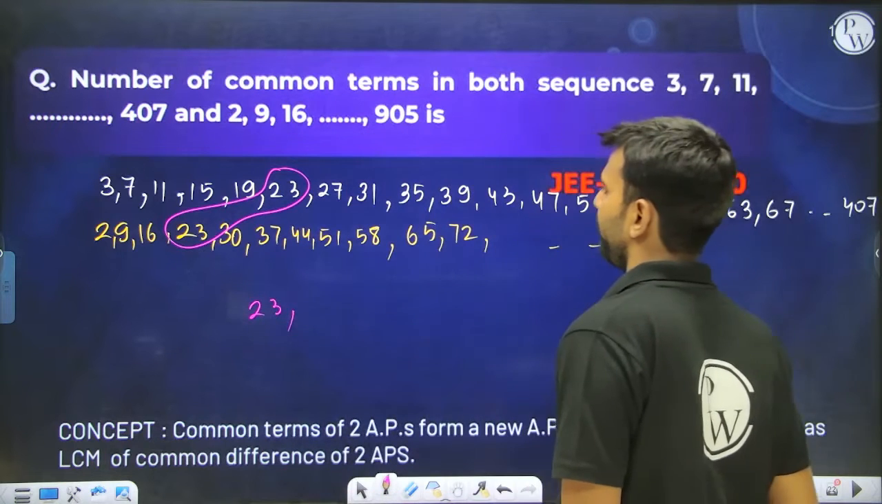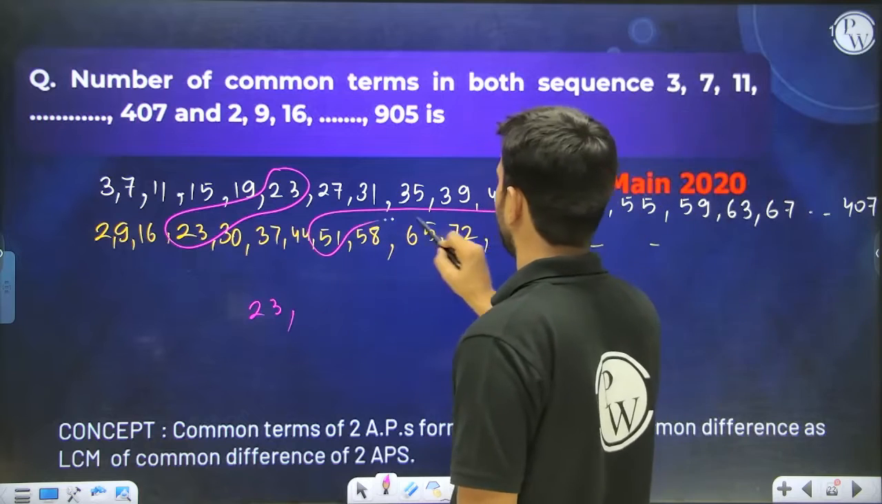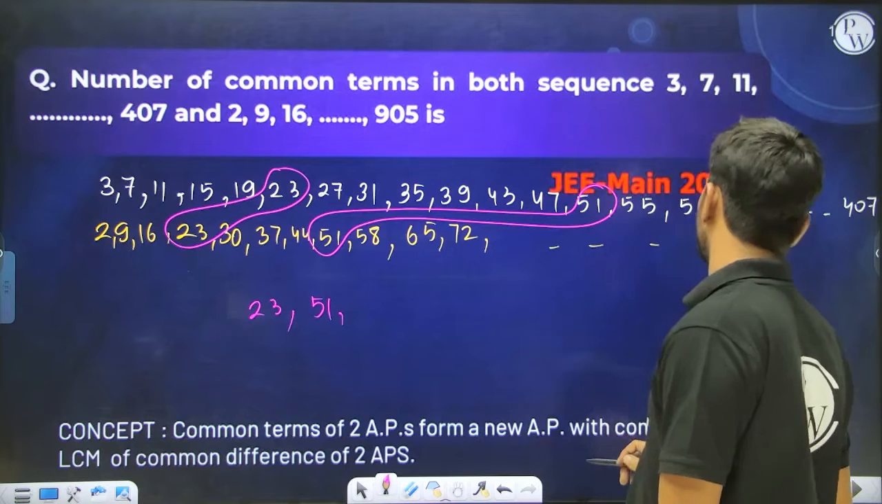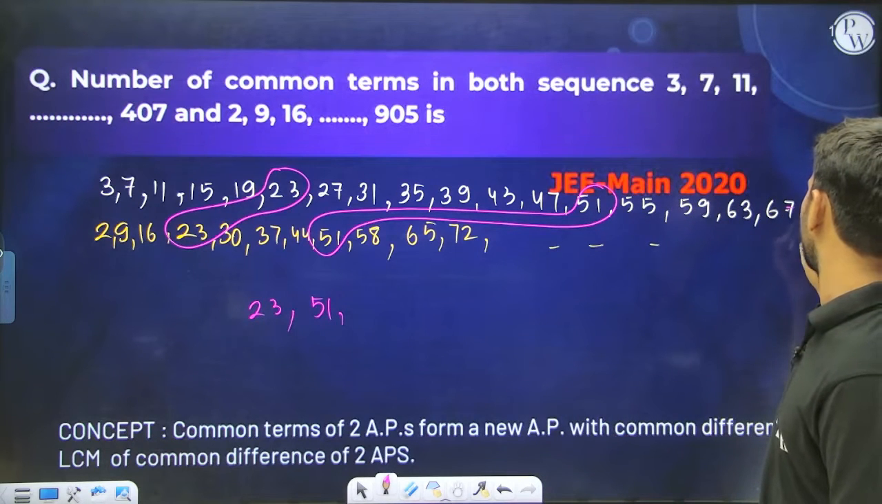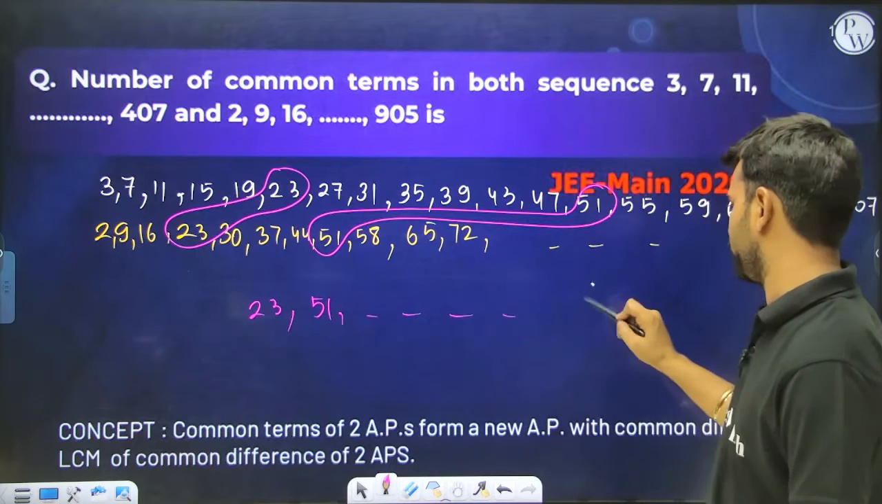Then moving ahead, which of the following terms is going to be common? 51. Have a look at this, 51 and so on. Then which term is going to be common? Over here, it is going to be 79, and like that terms will come. These are the common terms.